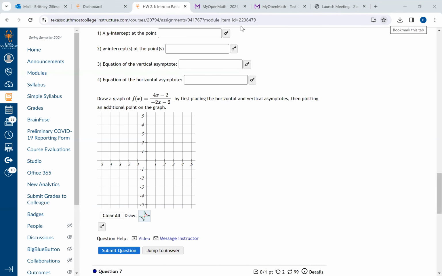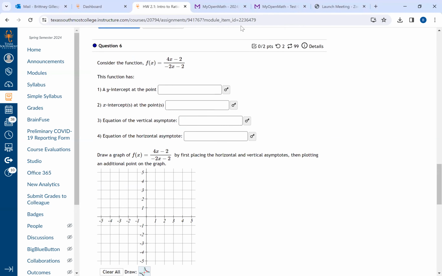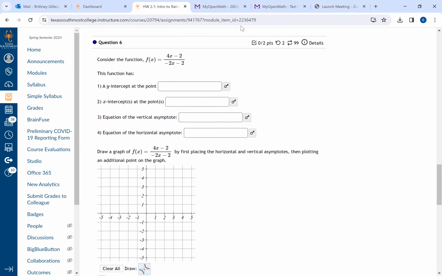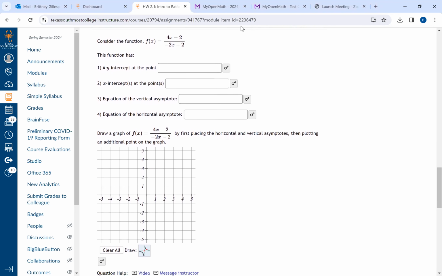There have been several questions on how to work through these graphs in our assignment, so I'm going to go through a couple of them. First one we're going to look at is an example of question number 6. We are in section 2.1.